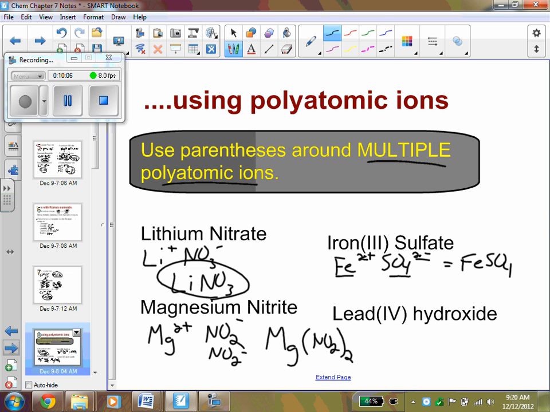One that always gets you guys in trouble is the lead hydroxide. Lead 4 is obviously 4 plus. Hydroxide is OH minus. And when I have lead 4, obviously I need 4 of these hydroxides. So, geez, I'm just butchering this. But anyway, there's 4 of those there. So I need Pb. OH is polyatomic. Put it in parentheses and put a 4 outside. Okay, Pb(OH)4 is how you would read that. Okay, next.